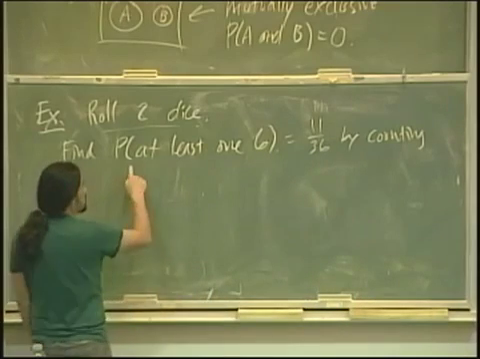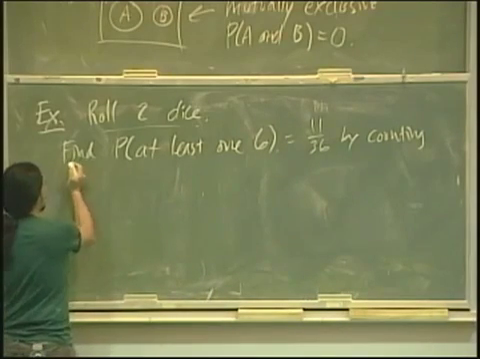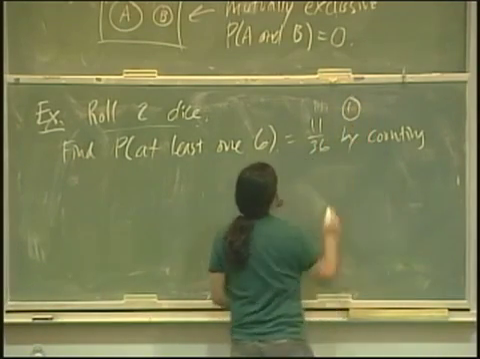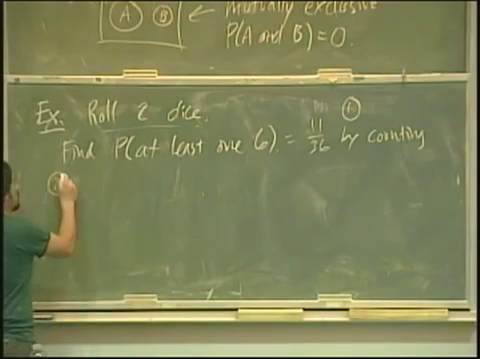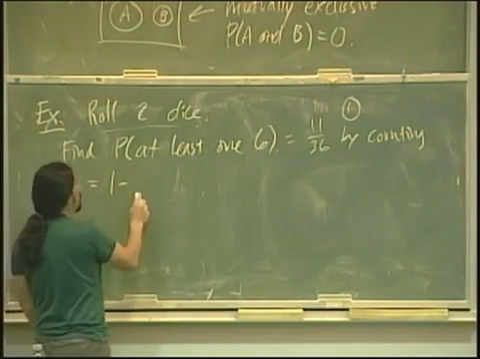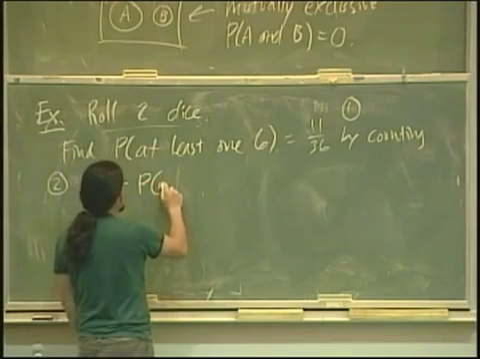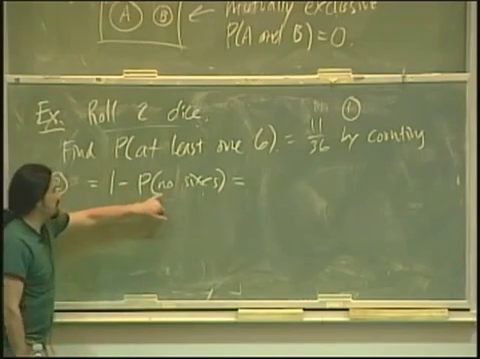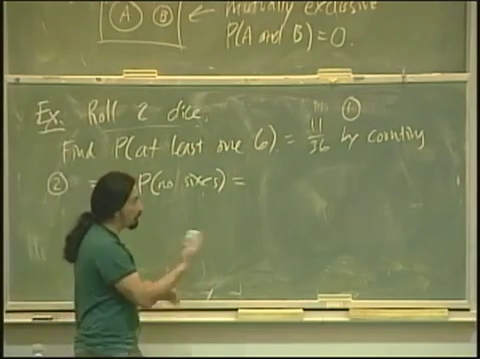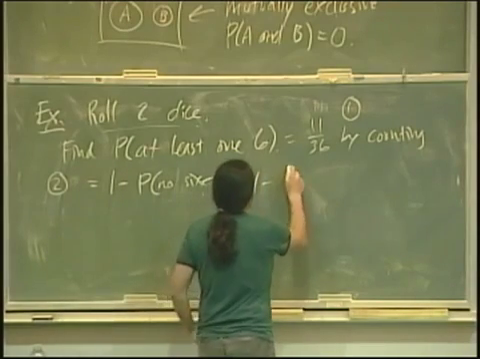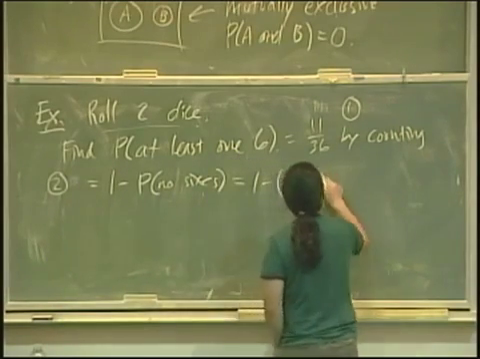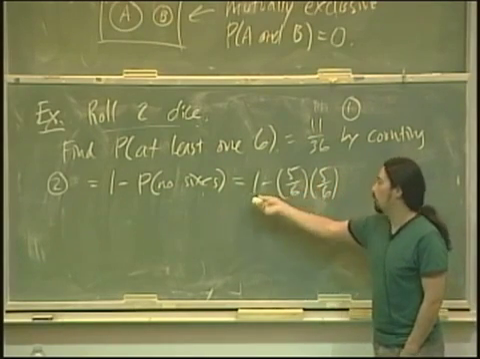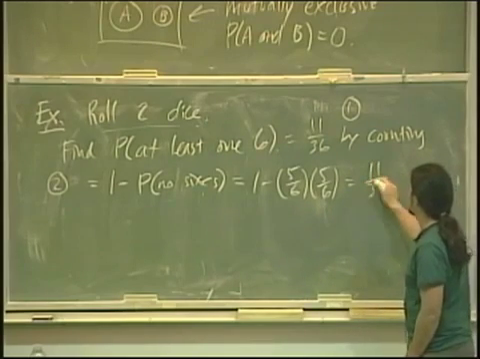Another way you can do that, so this is method 1: 11 out of 36 by counting. Method 2 is to say that this is equal to 1 minus the probability of no 6s. So this is the chance that the first one's not a 6 and the second one's not a 6, or the red one's not a 6 and the blue one's not a 6. 1 minus 5 sixths times 5 sixths. 5 sixths times 5 sixths is 25 over 36. 1 minus 25 out of 36 is also 11 out of 36.